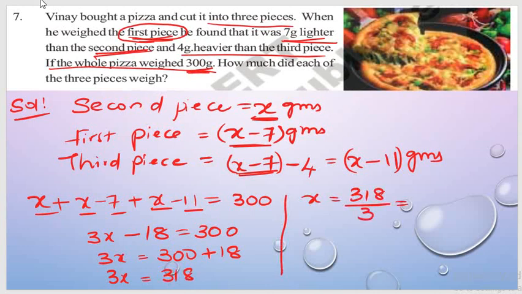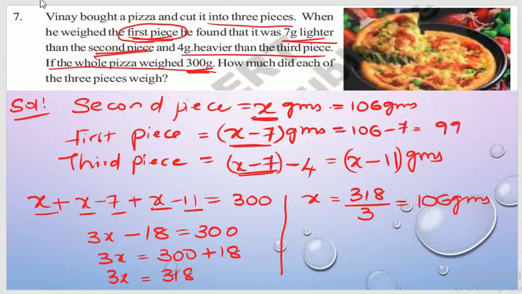So 3 ones are 3, and since I can't divide the 1, 0, and 3 sixes are 18. So x is equal to 106 grams. So what is x here? The second piece is 106 grams. And the first piece is x minus 7, which is nothing but 106 minus 7, which gives me 99 grams. So the value of this is 99 grams. Next, x minus 11: the third piece weight is x minus 11.